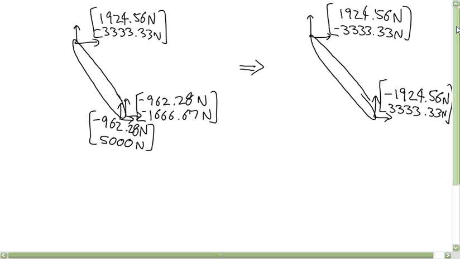And when we get into internal loads, which is the next topic we're going to get to after structures, we could then go in and see where this thing is most likely to break due to bending, where this thing's most likely to break due to tension and compression.